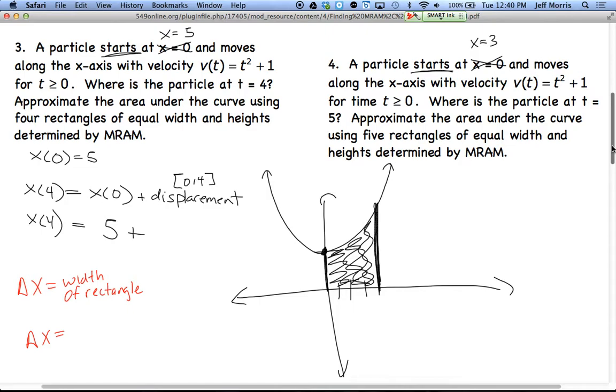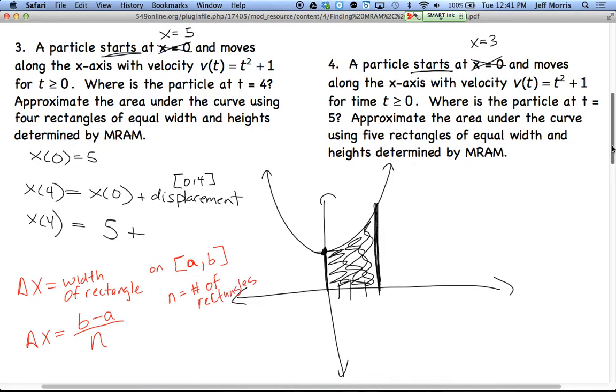Delta x, the width of your rectangle. All you have to do is take the entire length of the interval you want to divide up. So the interval is from A to B. So you know what A and B stand for. What's our A to B this time? 0 to 4. So the width of the rectangle is simply this: you take the right endpoint minus the left endpoint, and you divide by the number of rectangles. So simple. Delta x equals B minus A over N. N is the number of rectangles. I'll write that down. N, number of rectangles.